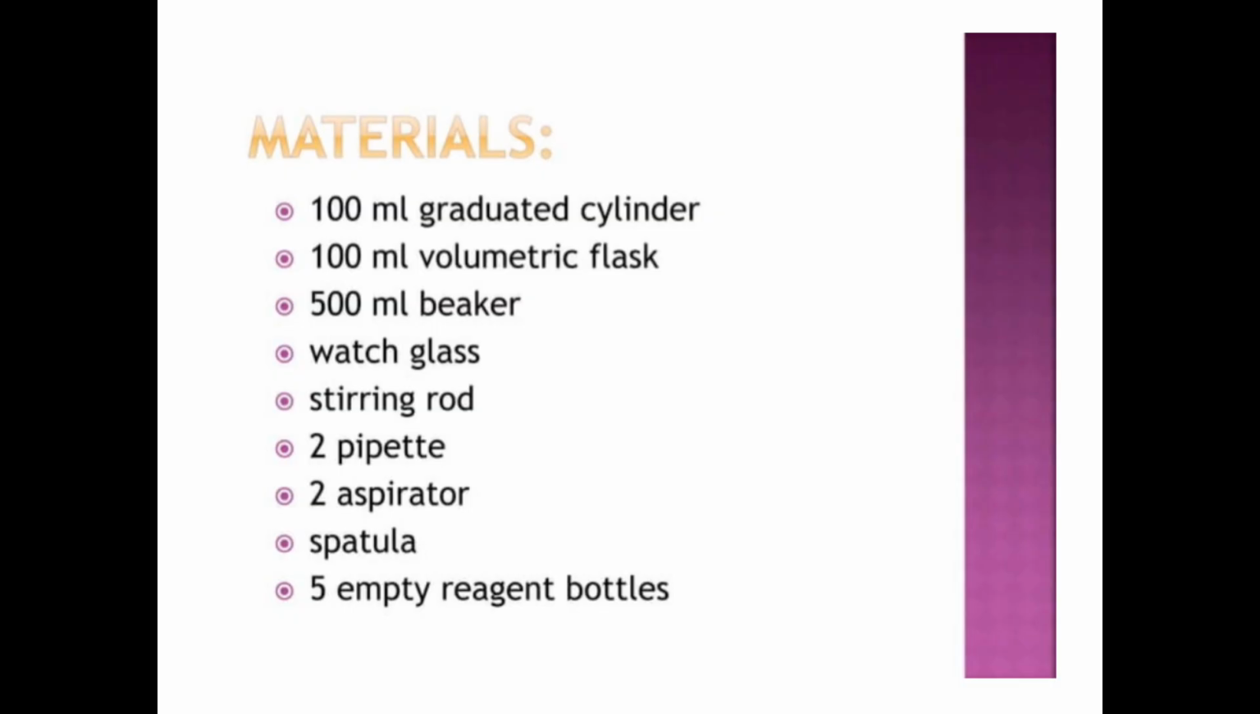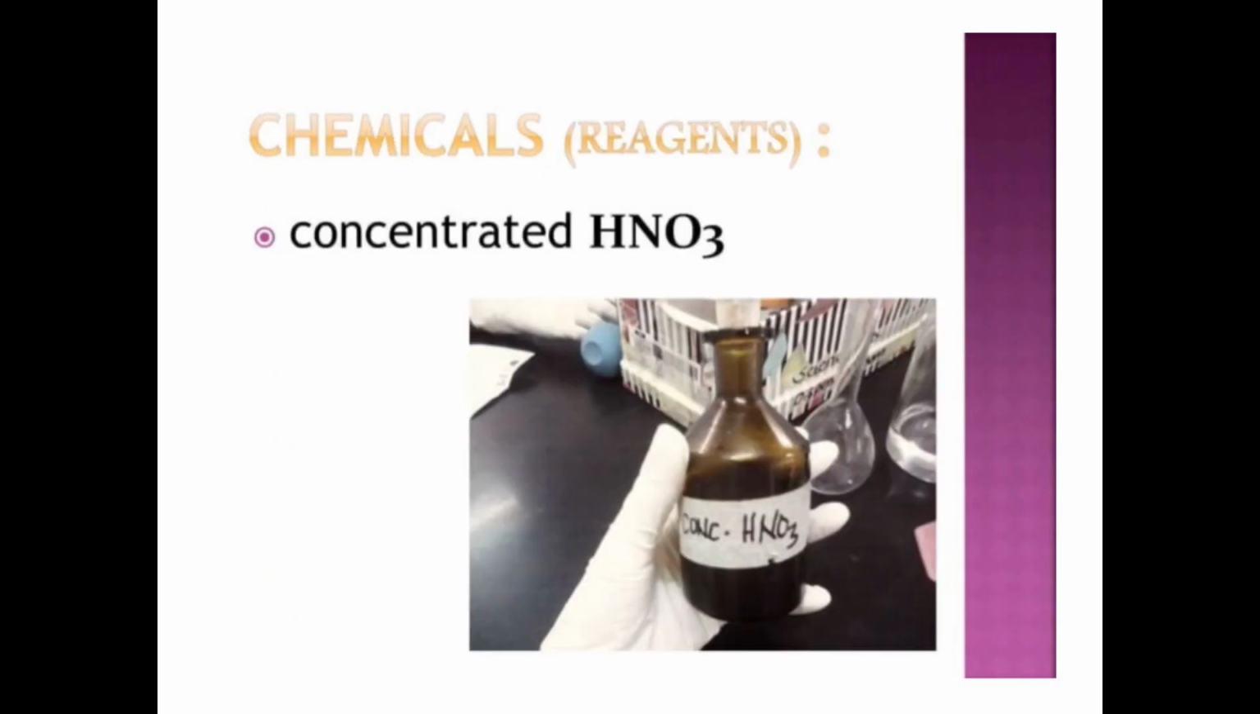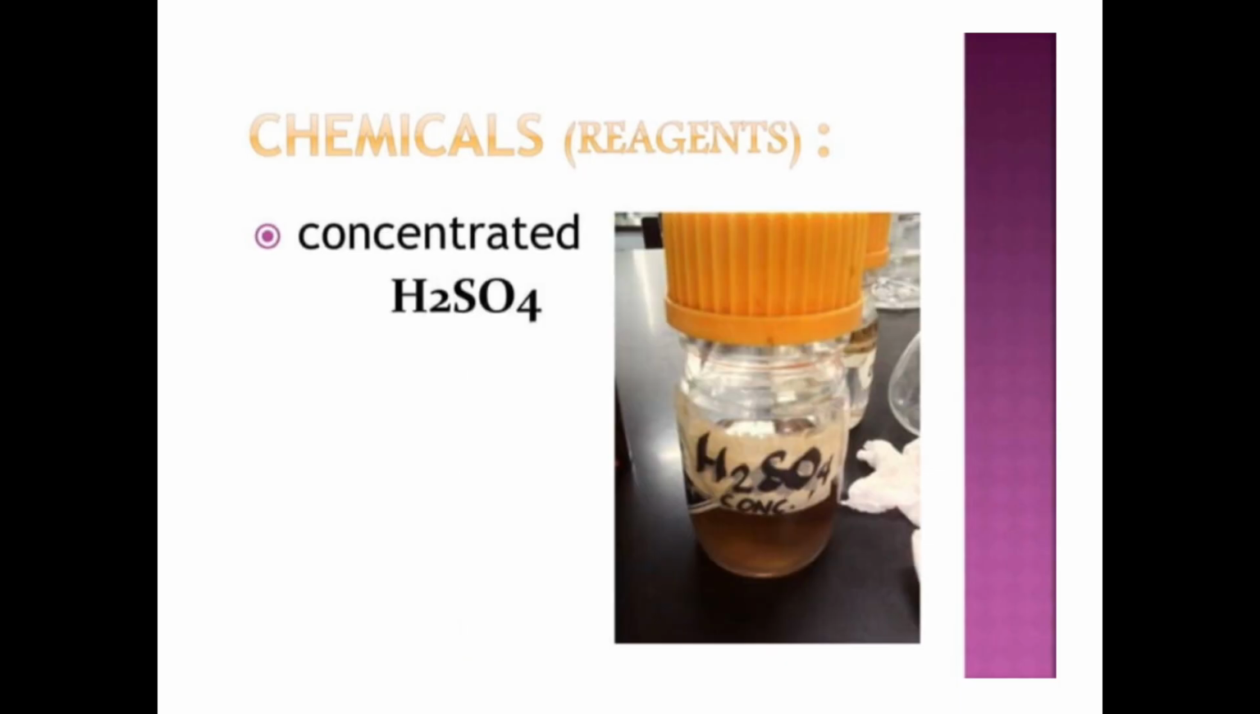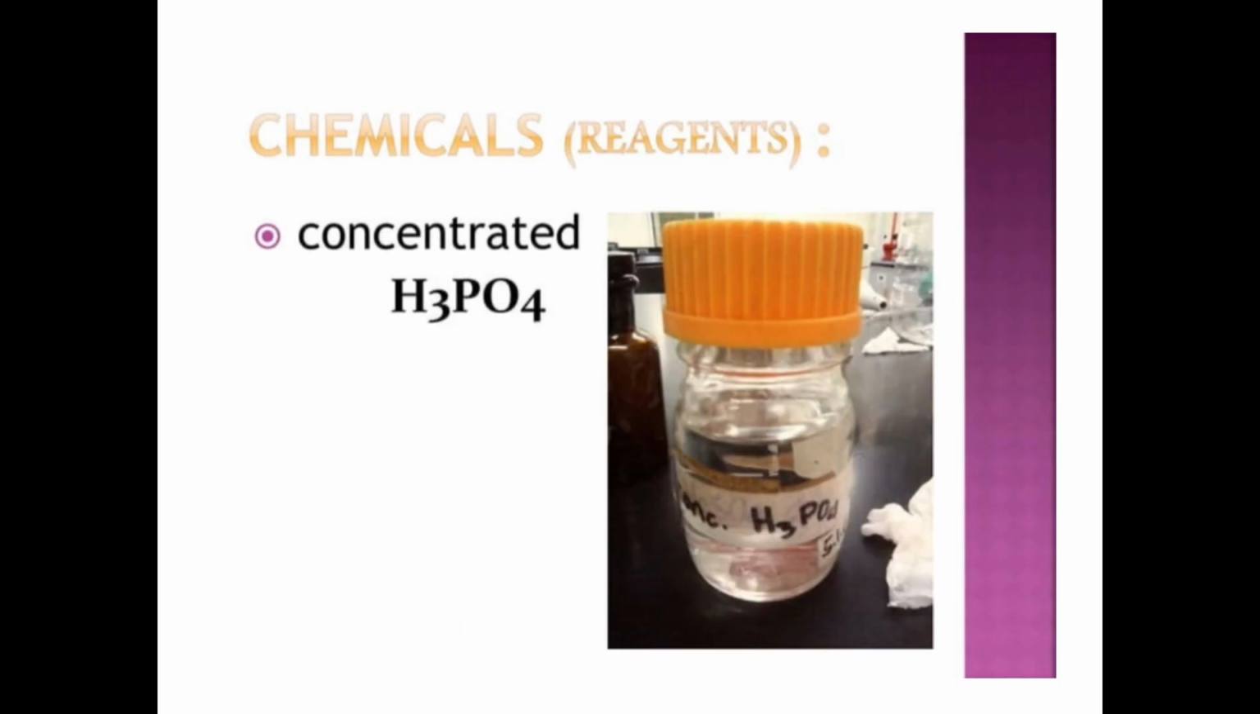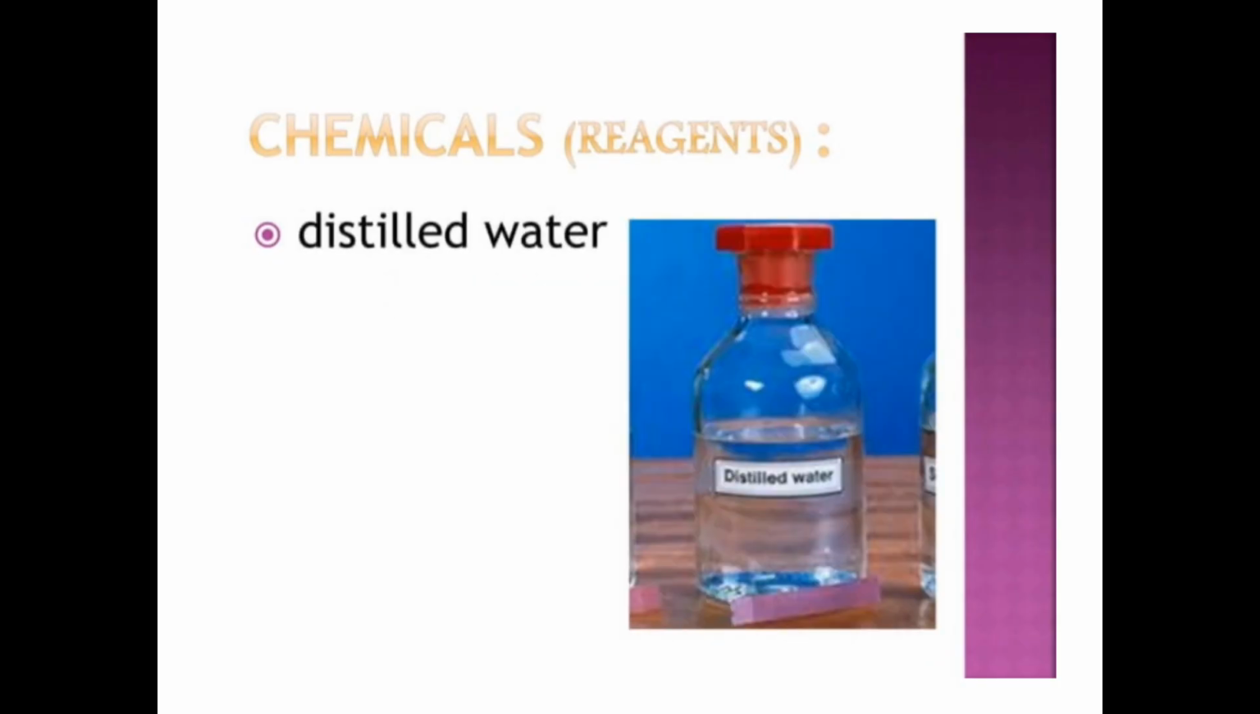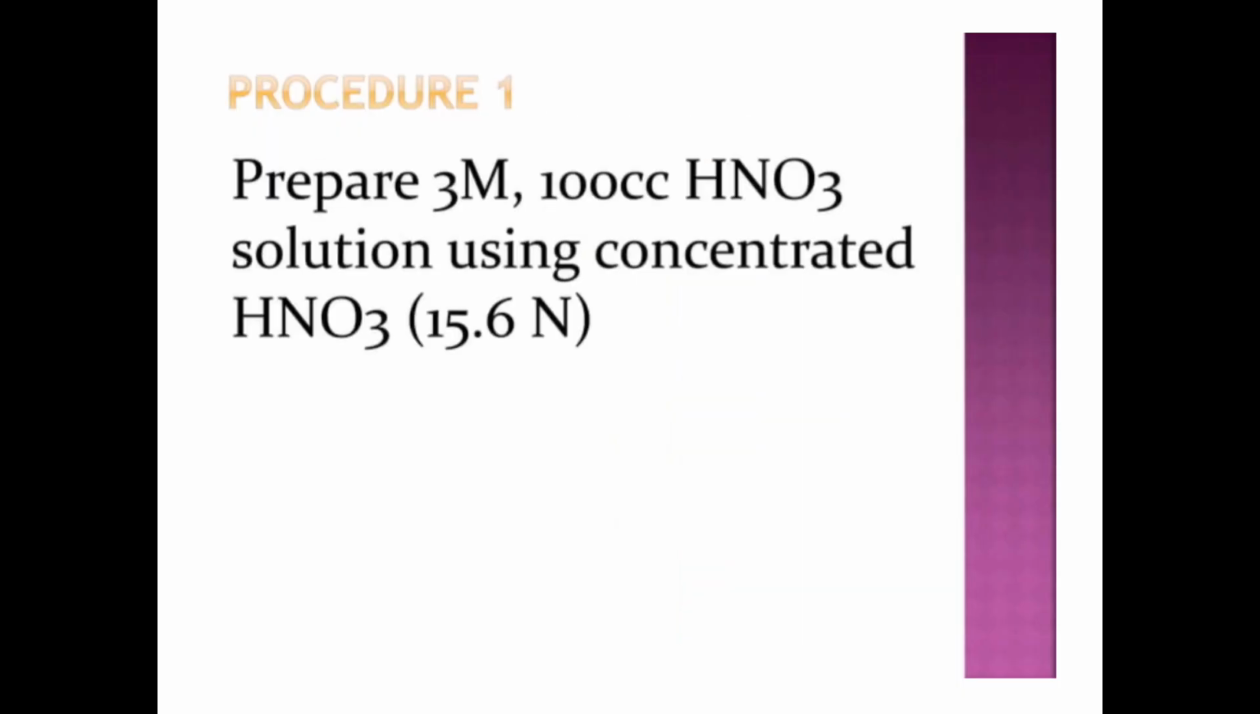So let's look at preparation of the standard solutions. These are the chemicals that you're going to need. You are going to need your acids, conc HNO3, conc H2SO4. They are both strong acids. You will need conc H3PO4, which is also a strong acid. And then you are going to need sodium hydroxide pellet. You will need distilled water. So let's go to how to prepare a standard solution.